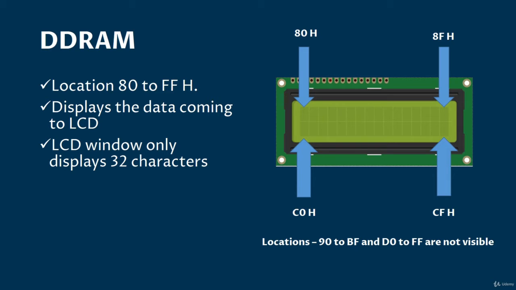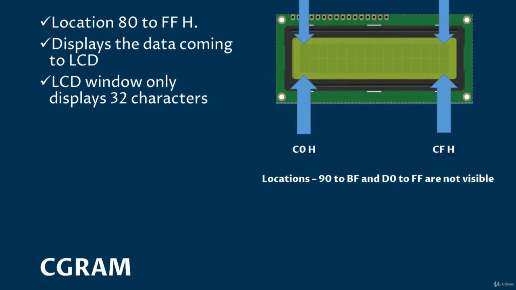Look at this LCD window. The first line shows the DDRAM's location from 80 to 8F, total 16 blocks. The second line shows DDRAM's location from C0 to CF, again 16 blocks. Locations from 90 to BF and D0 to FF are not visible directly. They can only be visible if you perform a shift display operation. So the LCD's window can only display 32 DDRAM locations, which is equivalent to 32 characters.